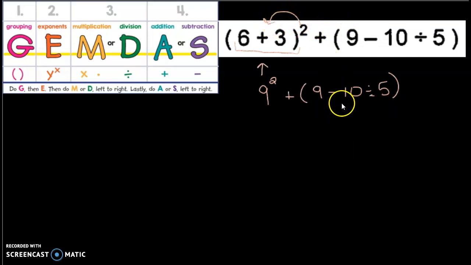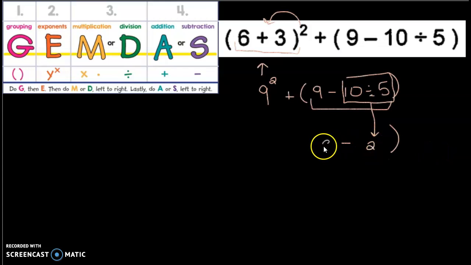Okay, we still have grouping symbols. So I still have to do all of this. Now I'm just worried about what's in here. But what's in here is 2 different things. We have a subtraction symbol and a division symbol. So I have to figure out which one goes first. Well, according to my list, multiplication and division come before addition and subtraction. So I have to do the multiplication and division first. So 10 divided by 5 is 2, and then everything else I am bringing down.